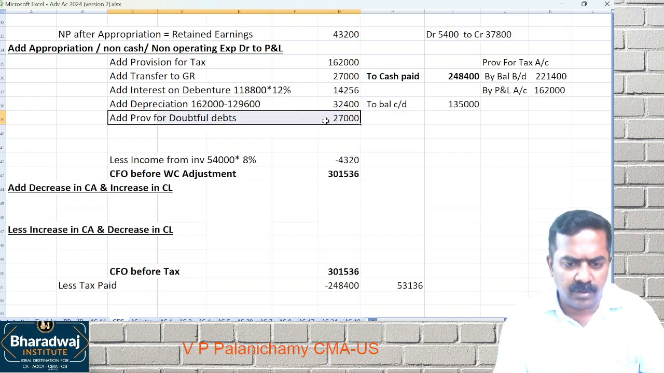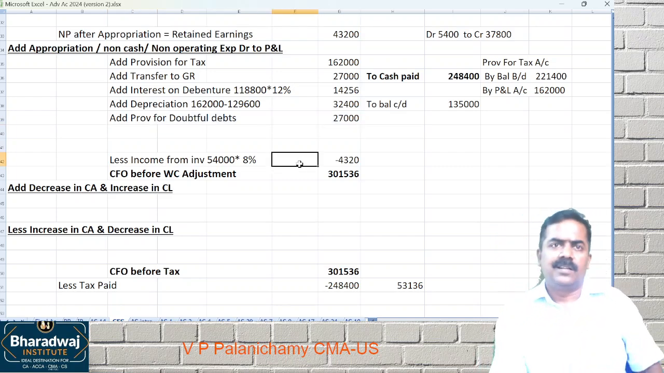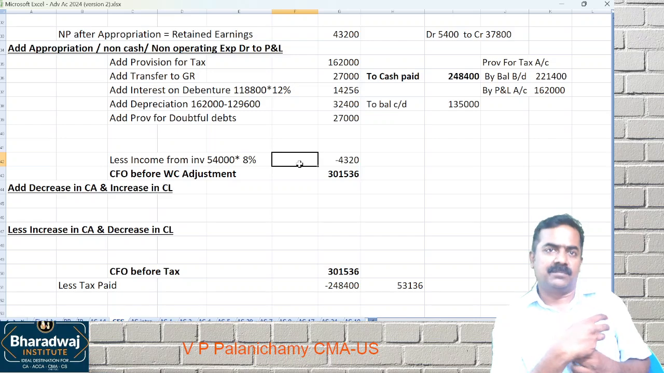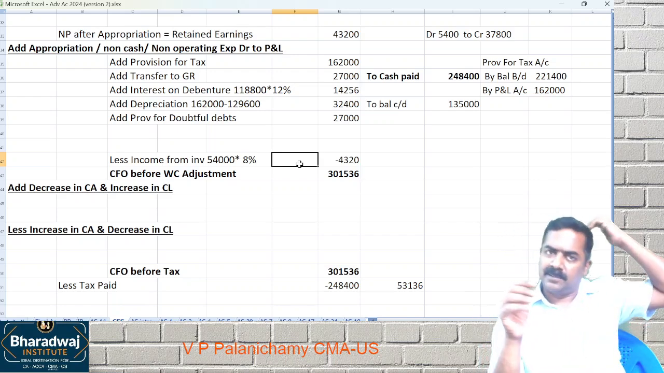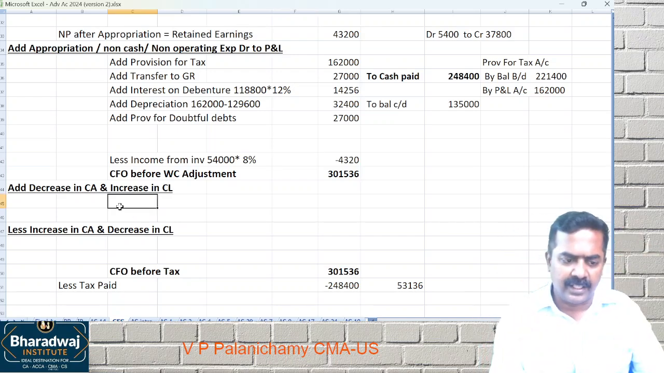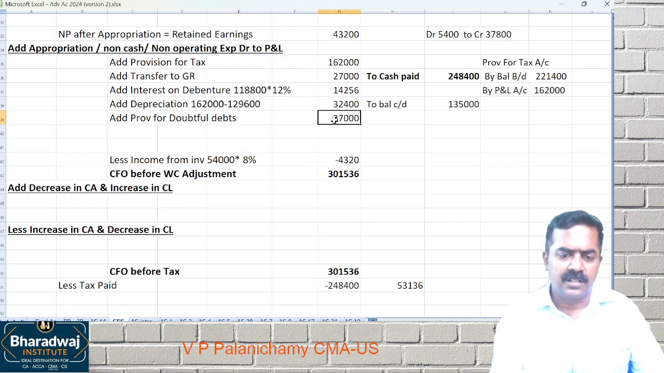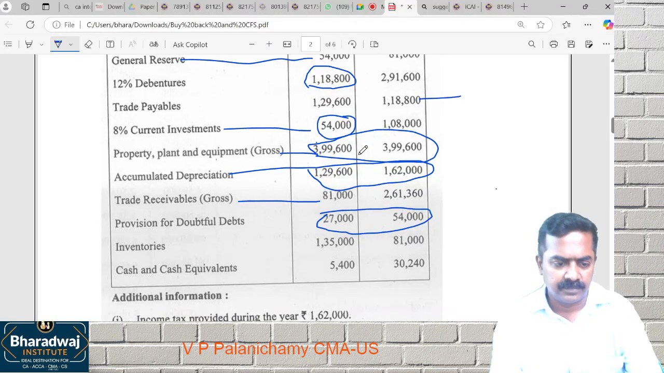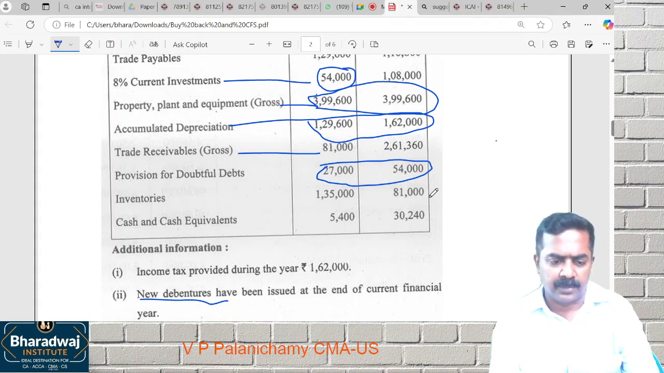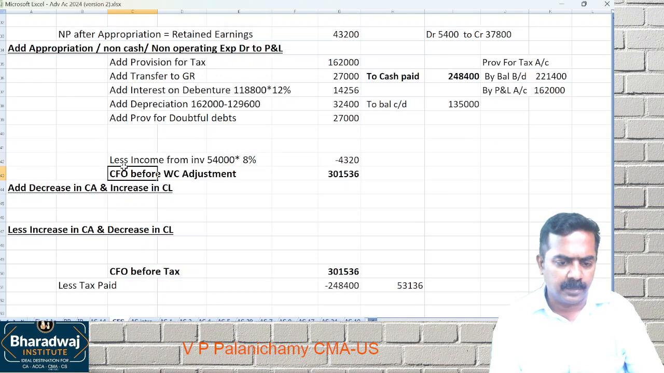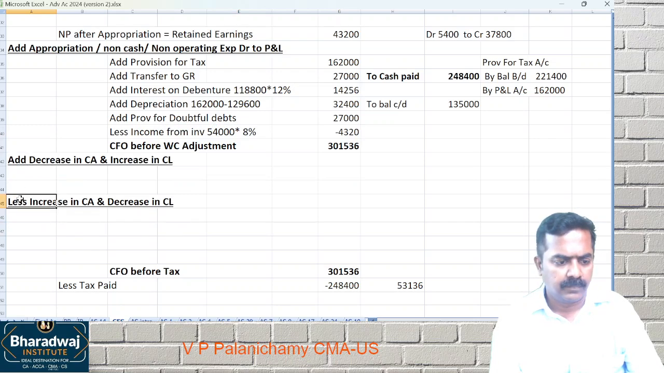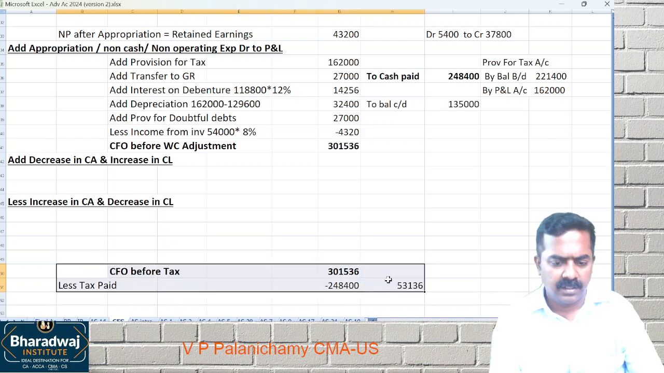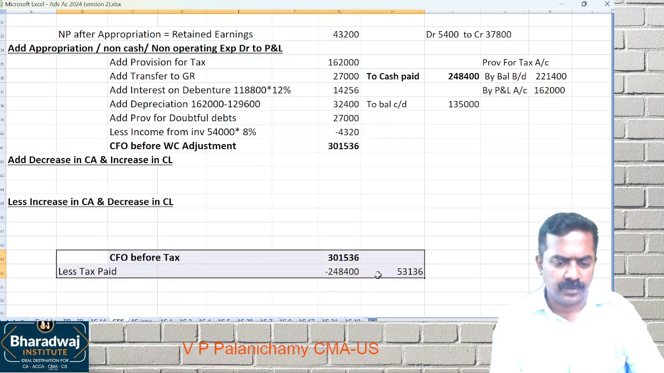But since we are given opening and closing balance of provision for doubtful debts, current year provision created is a non-cash item. It's a non-cash item we can add back. Another method is to net it and adjust it in working capital changes. Provision for bad debts created in the current year is a non-cash item we add back. Inventories will be adjusted in working capital changes. So do the working capital changes, get the CFO after tax.